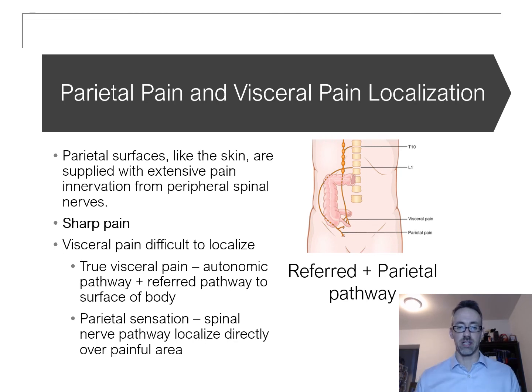So that's why I have said here, parietal surfaces like the skin are supplied with extensive innervation from the peripheral spinal nerves. Meaning, it follows that dermatome. So we've talked about the dermatomes in previous lectures. So surface of the body. Anytime we irritate the skin or the parietal surfaces of those pleura, that's going to go into the spinal cord segment that's associated with this specific dermatome, right? Now, that's going to help us localize.